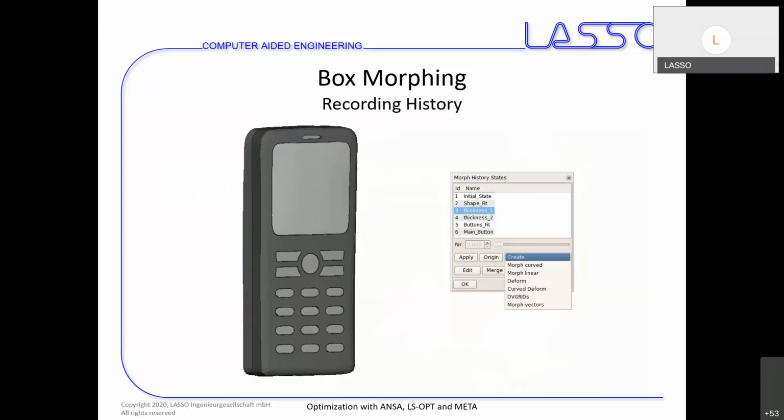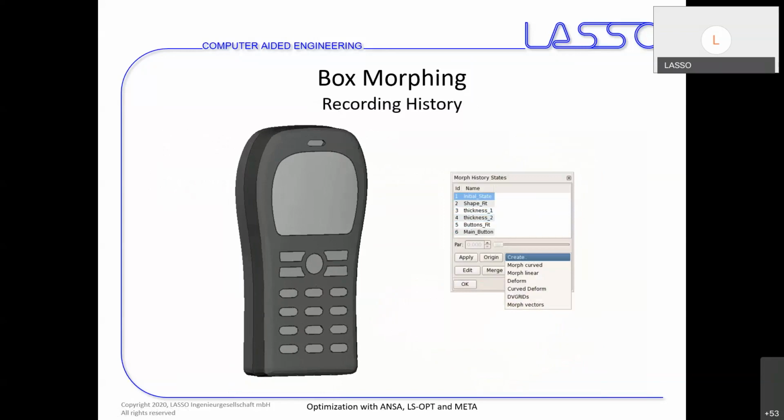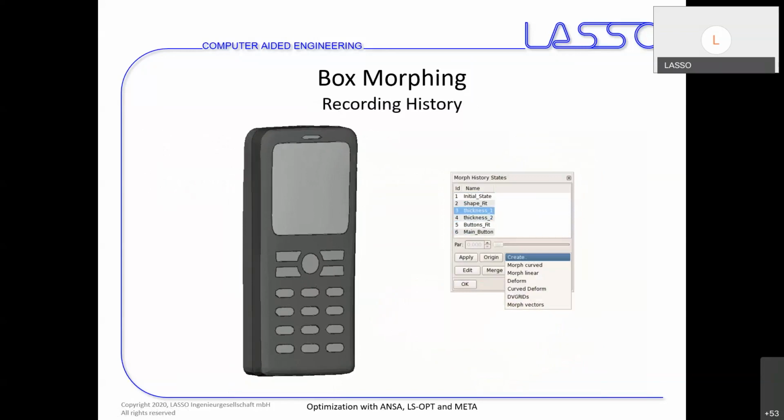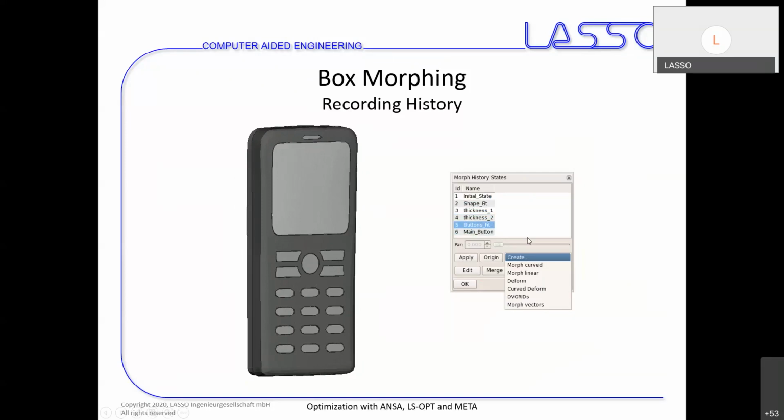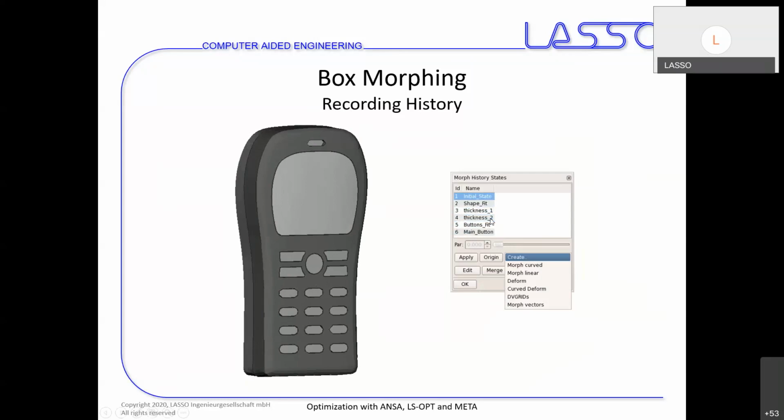When you do morphing, you may want to store specific shapes of the model in order to retrieve them at a later point. This can be done by using so-called history states, morph history states. It's illustrated here on such a feature phone. We have different stages here, an initial state and some others where different morphing actions have been applied. But you can not only activate or go back to these several saved history states, you can also create interpolations between them in an arbitrary way.